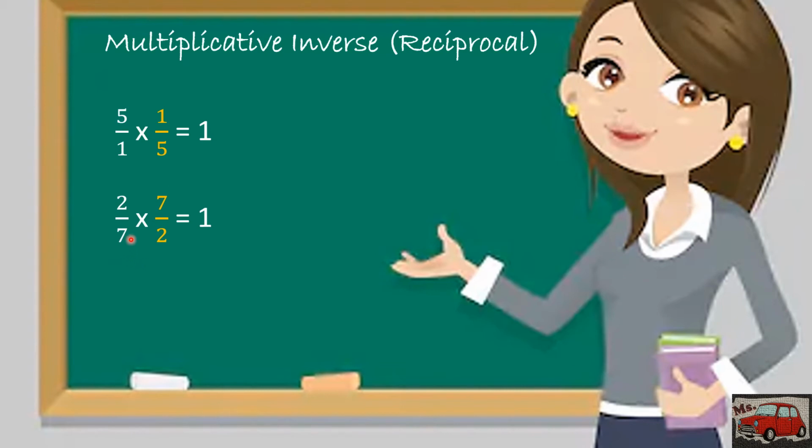So, same goes here. The inverse of 2 over 7, that is 7 over 2. So, 2 times 7, that's 14. 7 times 2, that's 14. So, 14 over 14, that is 1. Alright?